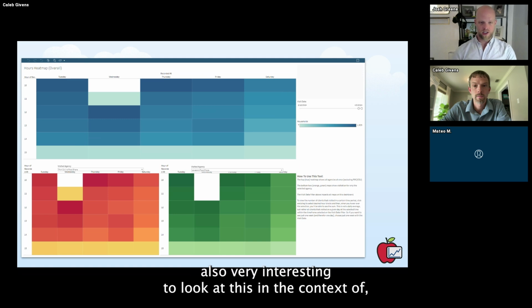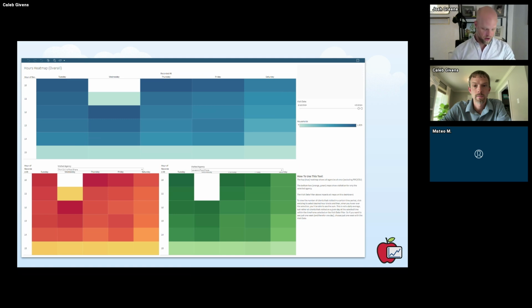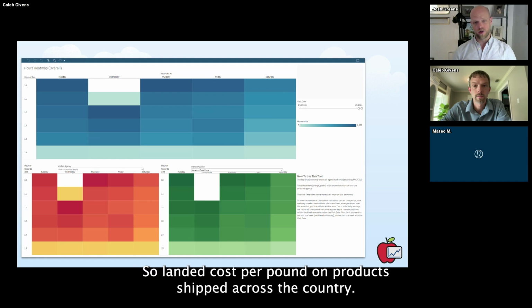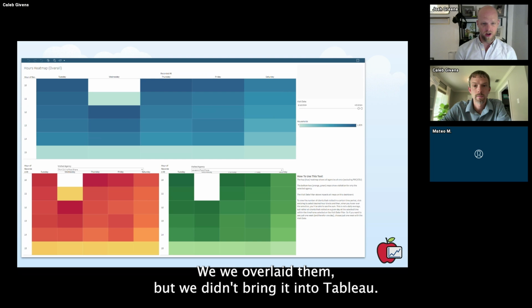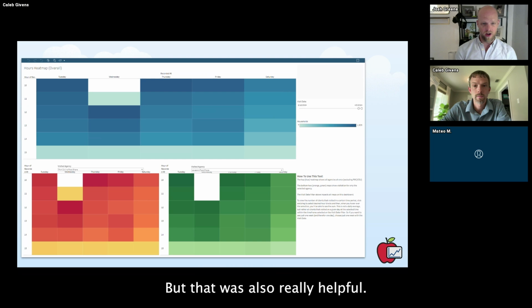Also very interesting to look at this in the context of freight rates, so landed cost per pound on products shipped across the country. We did not bring any modeling of projected freight cost from the industry. We overlaid them, but we didn't bring it into Tableau, but that was also really helpful. Next slide, Caleb.